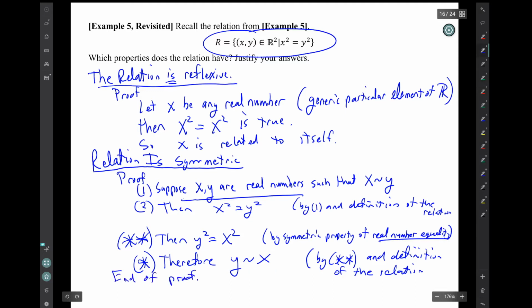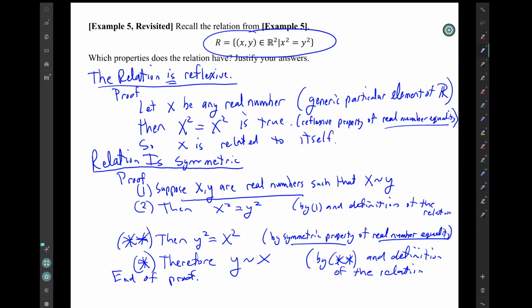So what's interesting is that the proof that our relation is symmetric depended on the fact that real number equality is symmetric. Now let's go back up to our proof of reflexivity. Why did we know that x squared equals x squared is true? Well, we used the reflexive property of real number equality in that step. So the fact that our relation is reflexive came from the fact that real number equality is reflexive. But we had to show the details, show how that fact comes up. Our remaining step is to decide whether this relation is transitive or not and prove it. Well, this relation is transitive. I'll prove it on the next page.